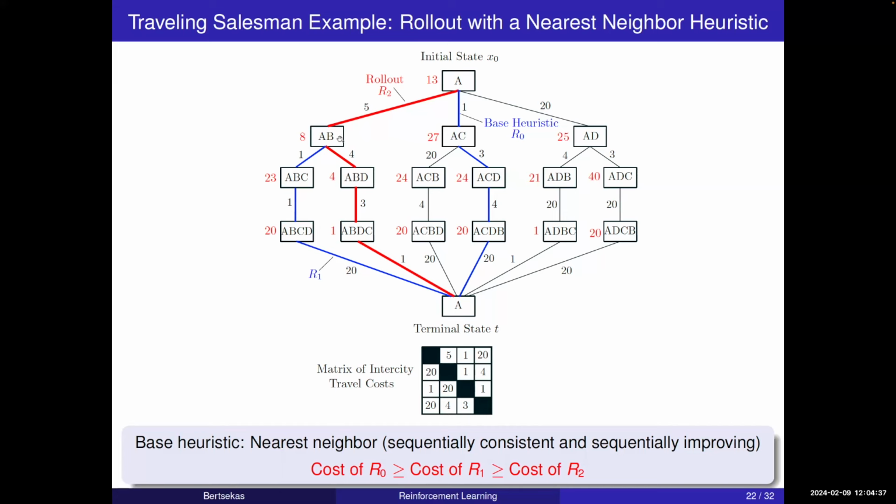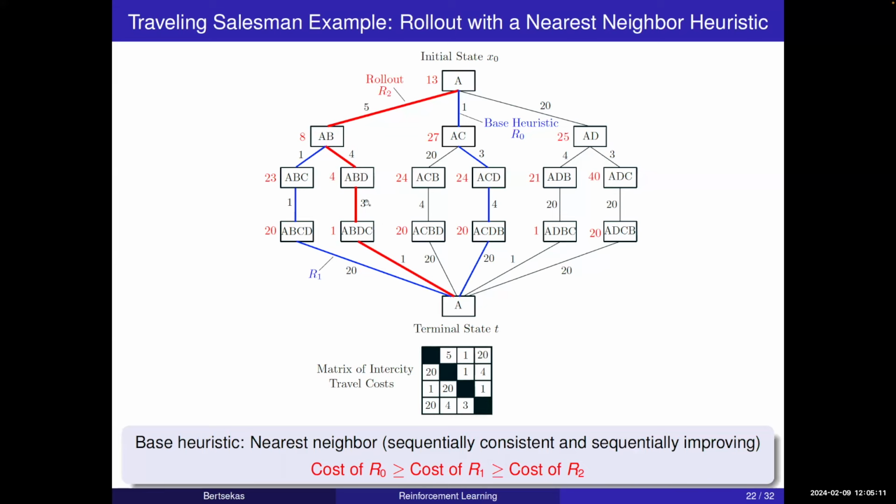So from city A, from partial tour AB, we look ahead to the next cities, C and D. From here, we have no choice. So we get this trajectory of cost 21 plus the immediate cost is 22. And then from here, we again have no choice. And we get this trajectory with heuristic cost 4. And we add the immediate cost and we get a cost of 8. And we compare these and then rollout tells us to move here. So this is the trajectory R2.